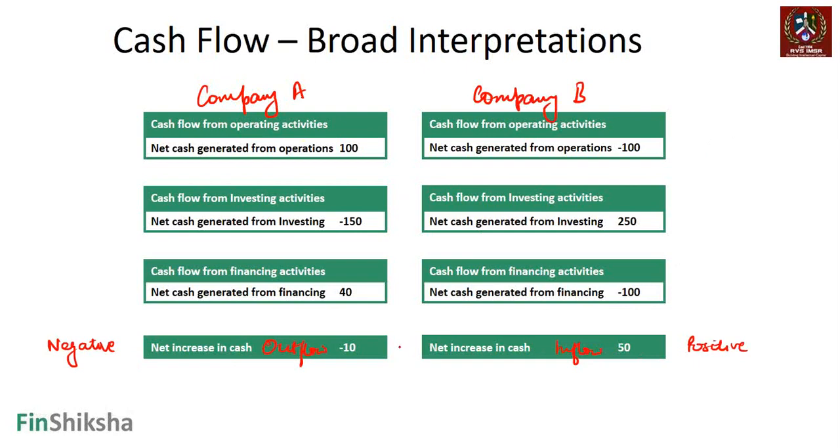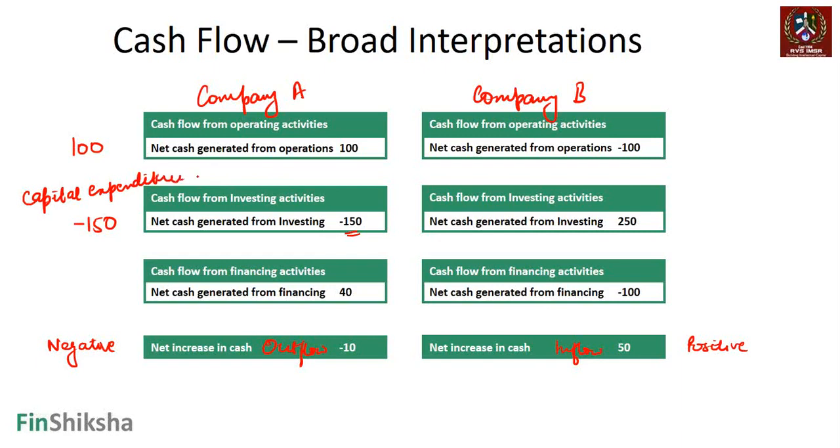Now, so on prima facie evidence, it looks like B is better than A, right? Now let's decode it better. Let's look at company A. It's generating 100 crore from operating activities. It is spending minus 150 on investing activities. Looks like it must be doing some capital expenditure.